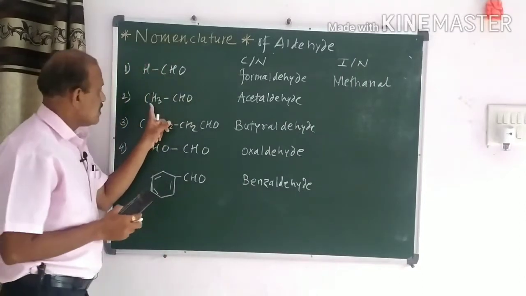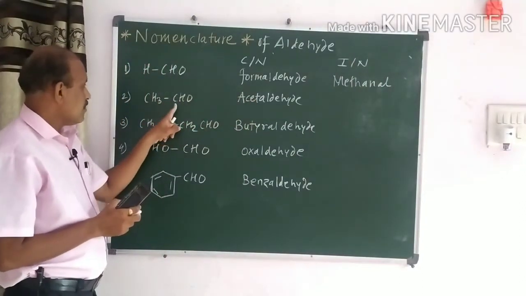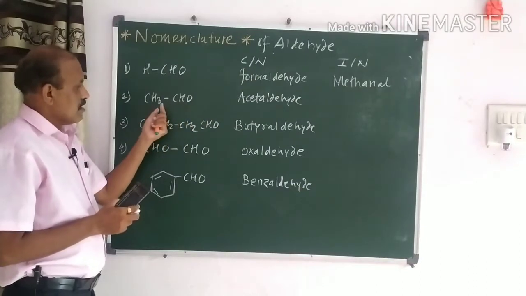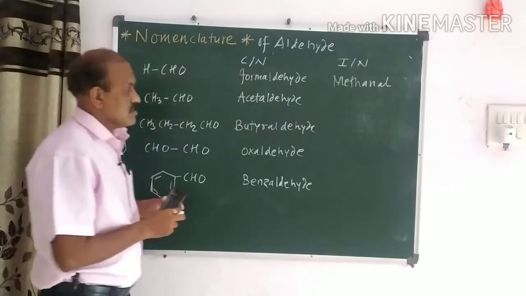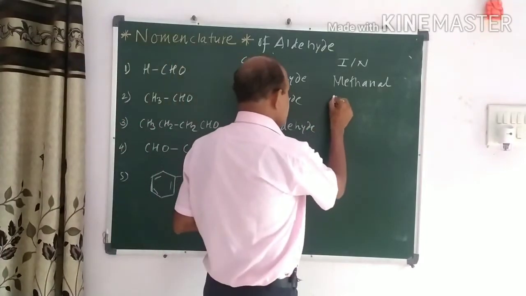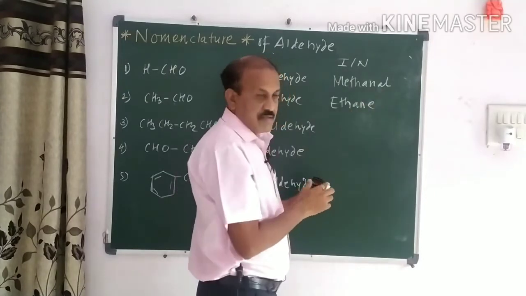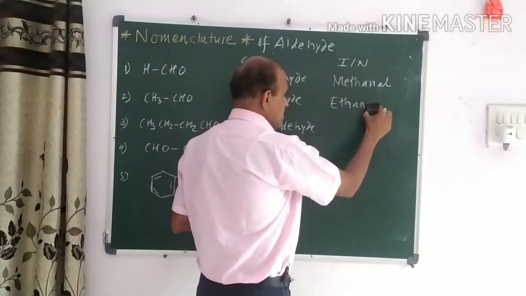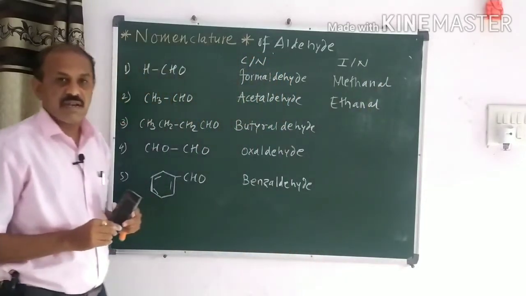Second one is, no doubt, acetaldehyde. The name of this compound we have to derive on the basis of the number of carbons. Here there are again 2 carbons, so the corresponding alkane is ethane, E-T-H-A-N-E. The E from ethane is now replaced by Al, that is ethanal.